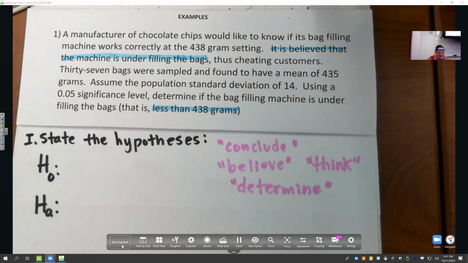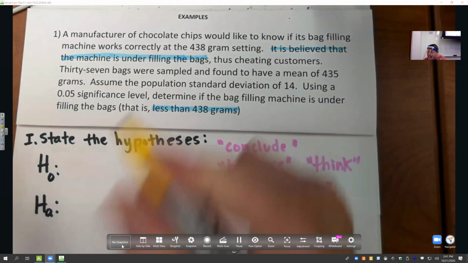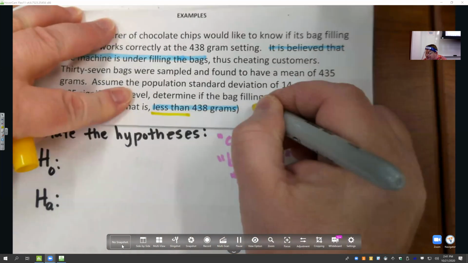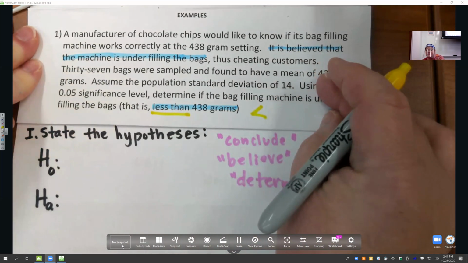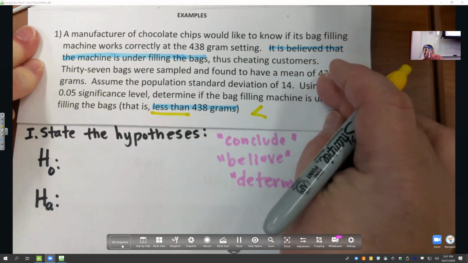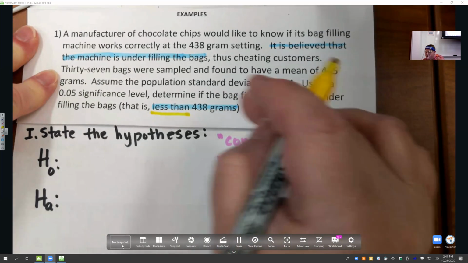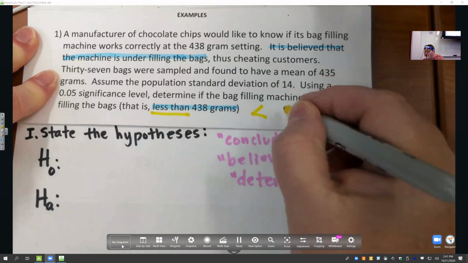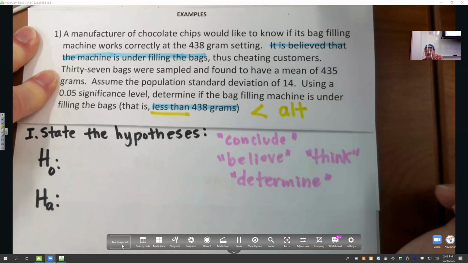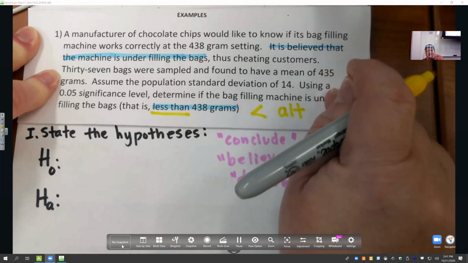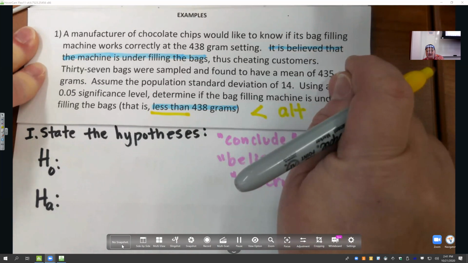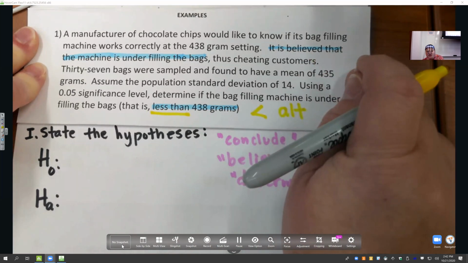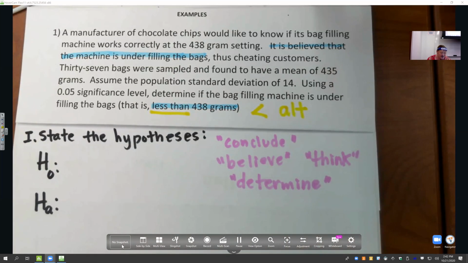So I hope that that phrase, less than, makes you think of the symbol mathematically of less than. So would that symbol go in my null or my alternative? You have to ask yourself, does it have equal in it? No, if it doesn't have equal, it goes in the alternative. So this statement that it's underfilling the bags or is less than 438 grams is my alternative. And here's how I'm going to write it.